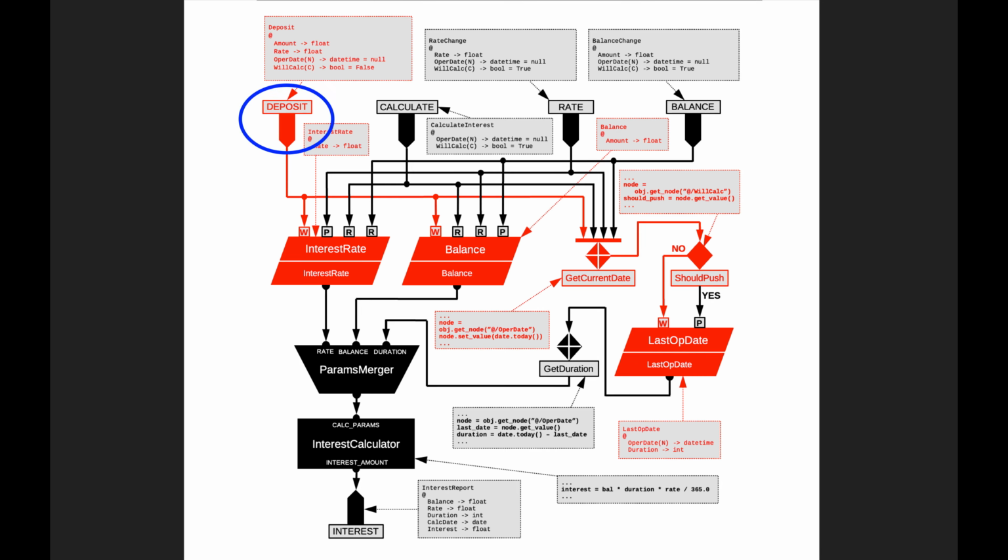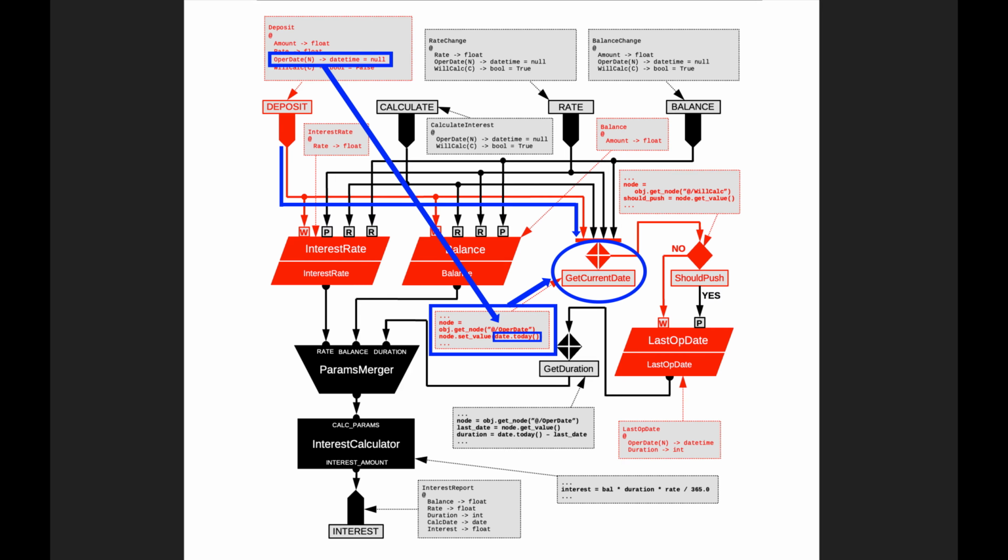It starts with input port, shown as downward arrow named deposit. It sends signal into parallelograms interest rate and balance. These are storage nodes called memlets. Signal enters memlets via letter W, meaning the signal is written into memlets without producing any output. The signal also enters node getCurrentDate, filling up placeholder signal field OPERDate with today's date.